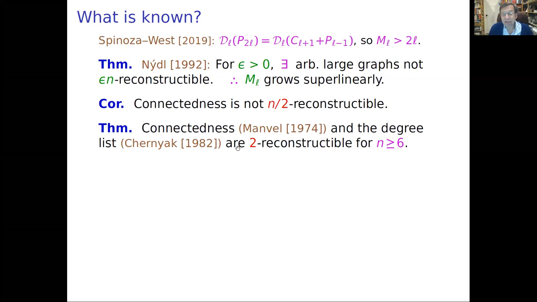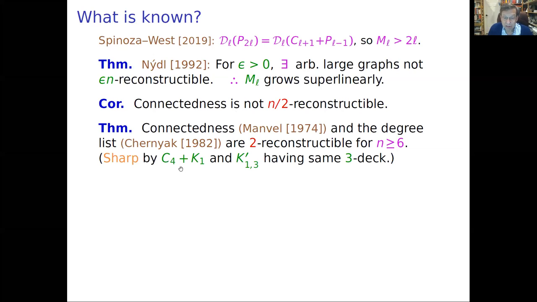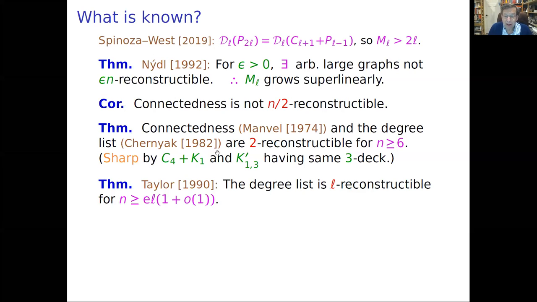So let's think about small values of L. In fact, if you are talking about deleting 2 vertices, you can tell whether the original graph was connected or not. You can also tell what its degree list is when the number of vertices is at least 6. And the example that I showed you earlier shows that the threshold is sharp because this one is connected, this is not, and they have different degree lists, but they only have 5 vertices.